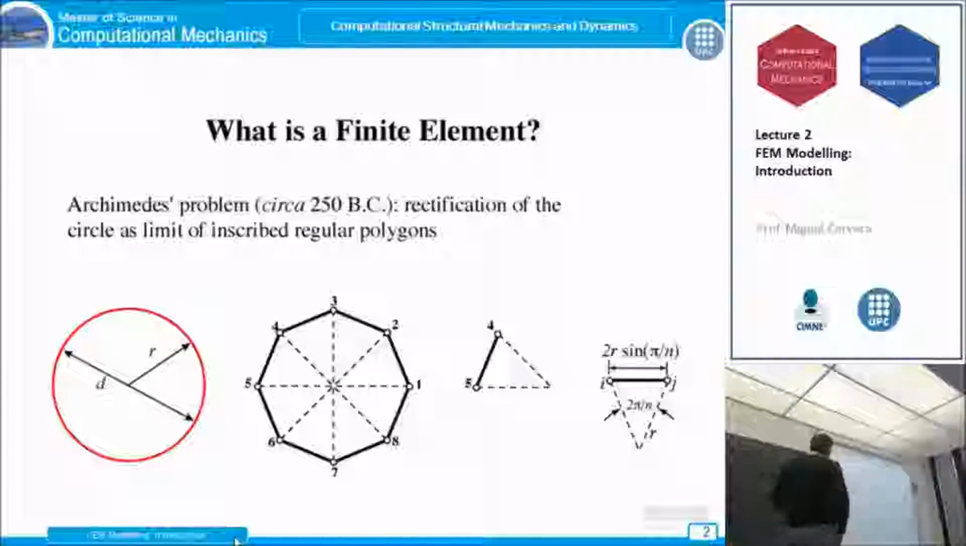Okay? And there are several ways of doing it, but Archimedes solved the problem by constructing a series of inscribed regular polygons inside the circumference and computing the length of the perimeter of the polygons. Okay? So he constructed this series and he thought that it would converge to the correct value of pi if done properly. Now, this is not exactly finite elements, but we can do this exercise.